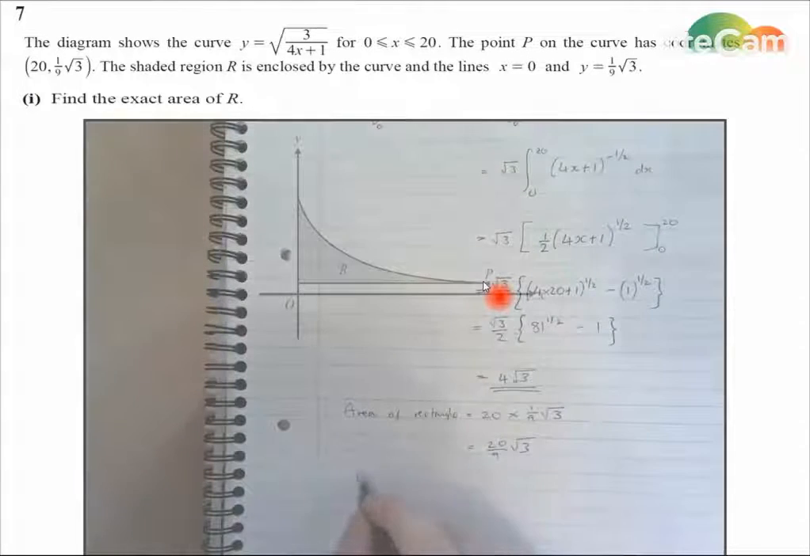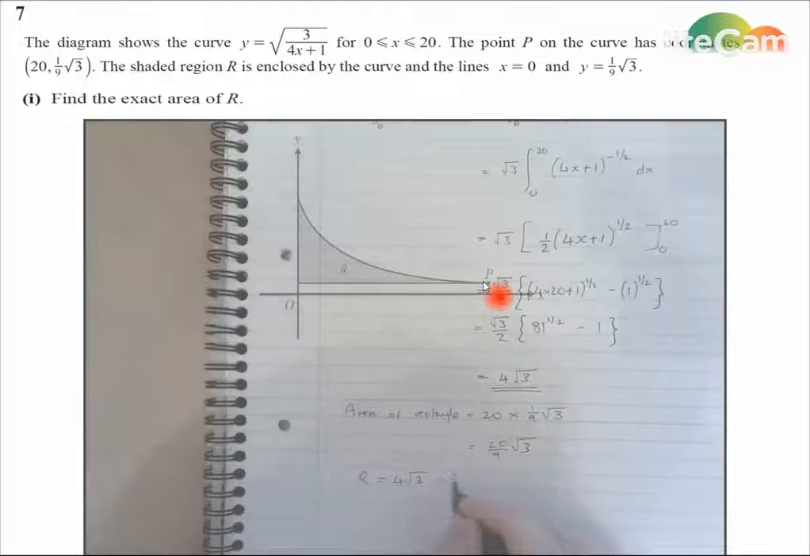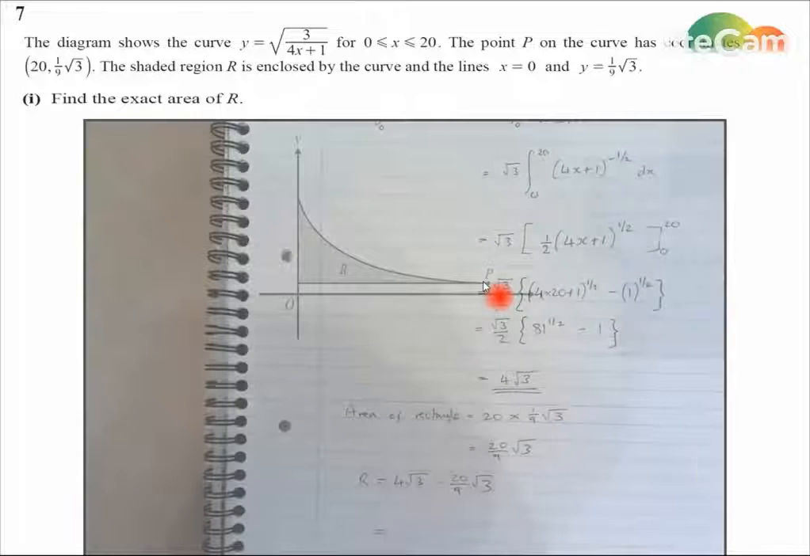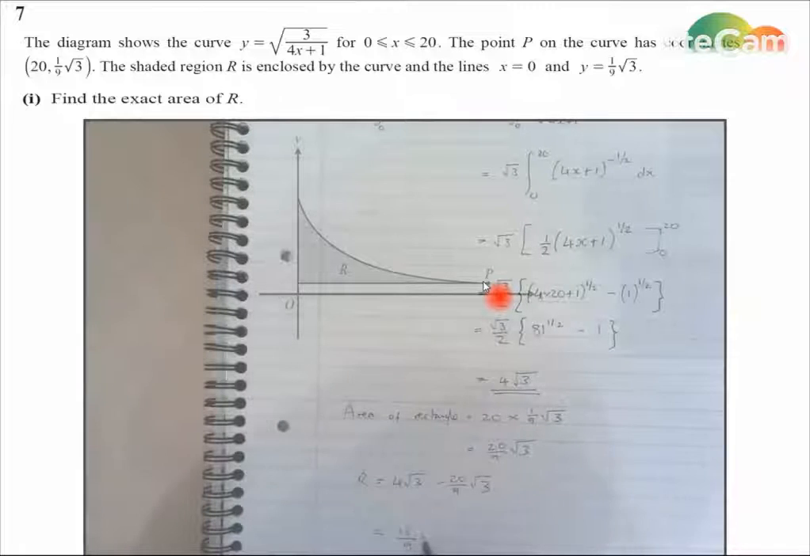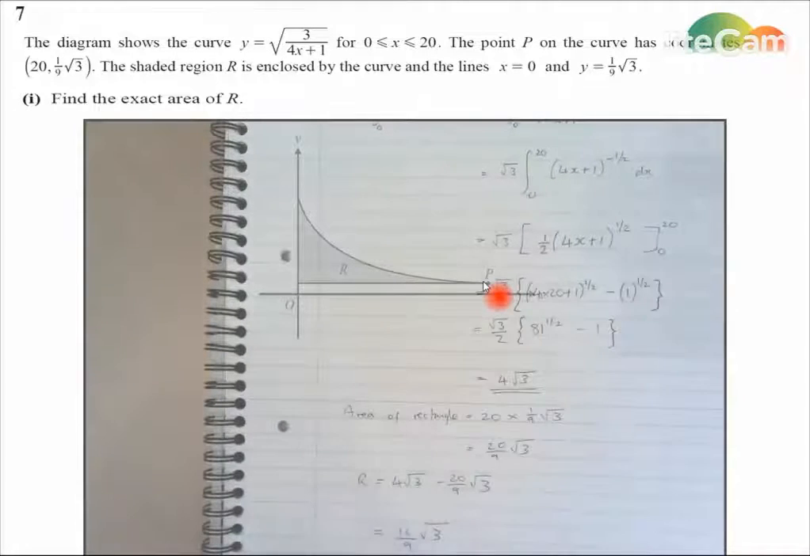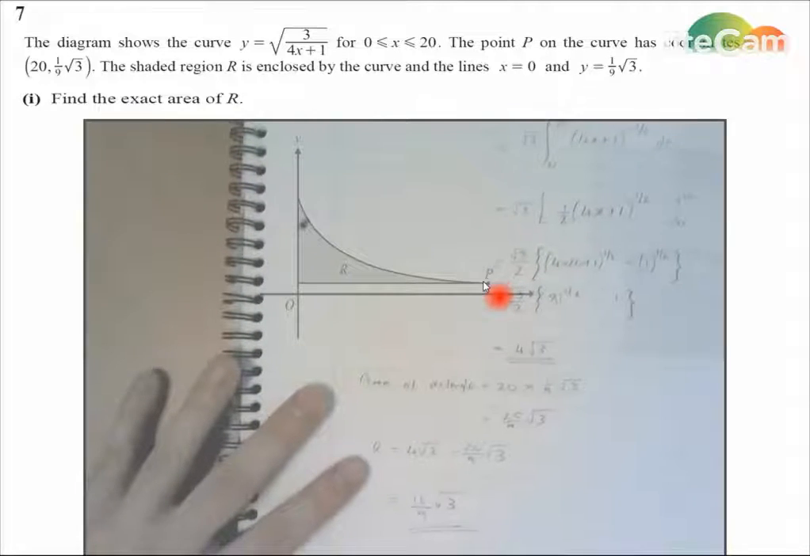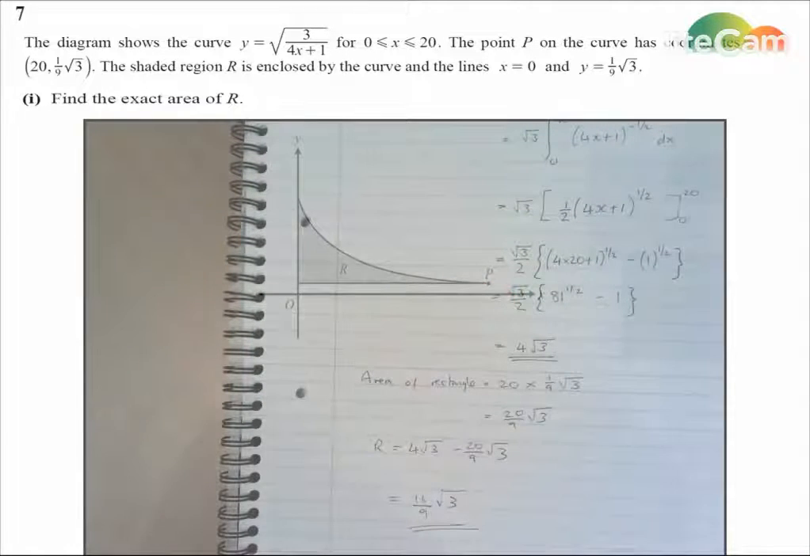So the region R is going to be our 4 root 3 minus 20 over 9 root 3. Pop that into your calculator or manipulate it another way, and you get 16 over 9 root 3. There's our answer to part A.